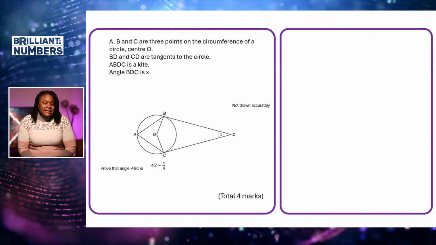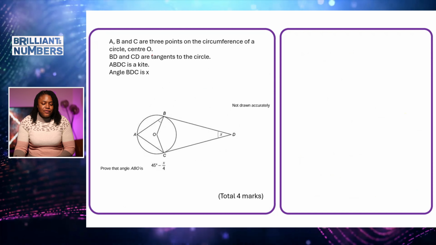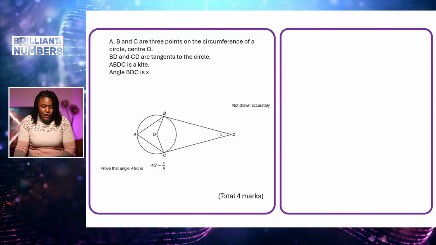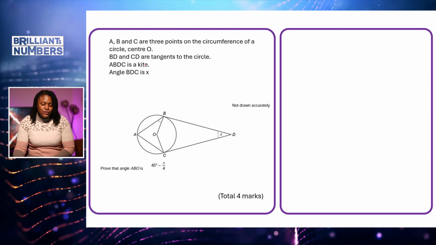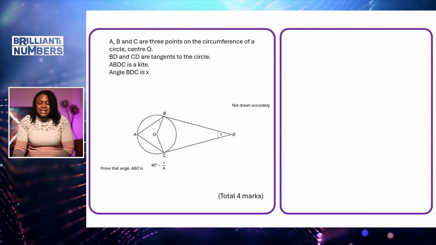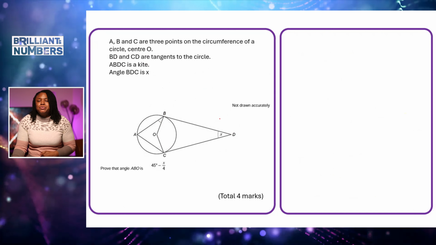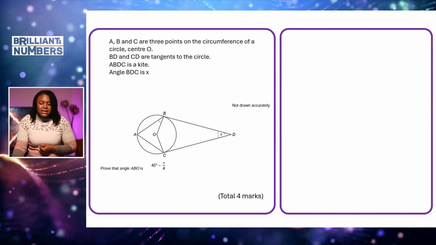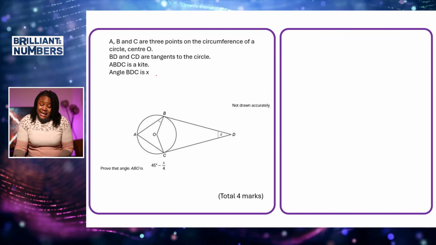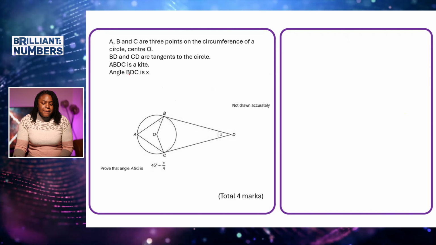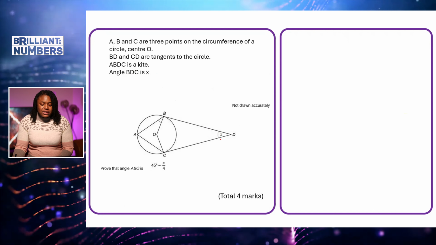Here we're told that A, B, and C are 3 points on the circumference of a circle with center O. So clearly we know that O here is the center because we were told. BD and CD are tangents to the circle, which we have reviewed when we were just beginning this lesson about the equality of tangents. And ABCD is a kite. Angle BDC is equal to X. We can see that on our diagram.